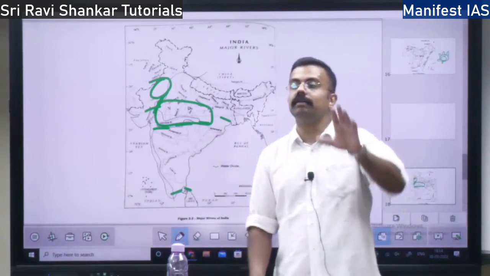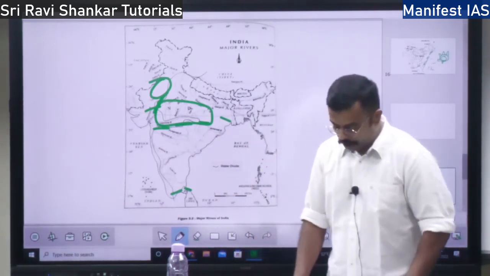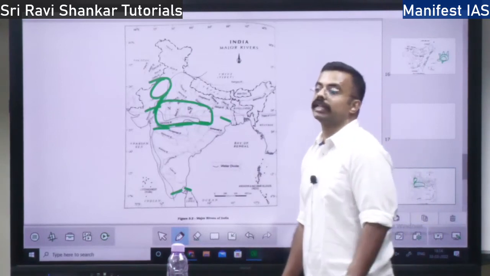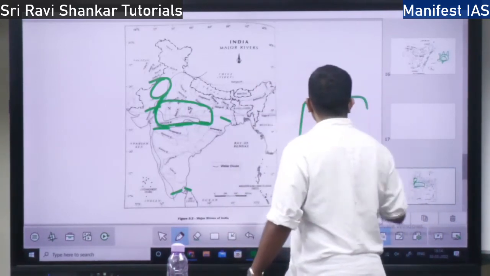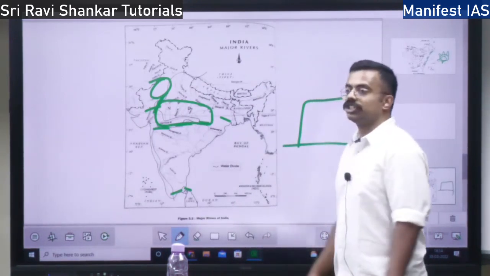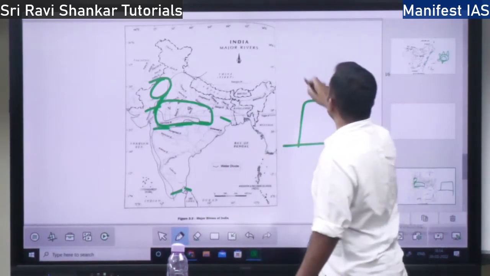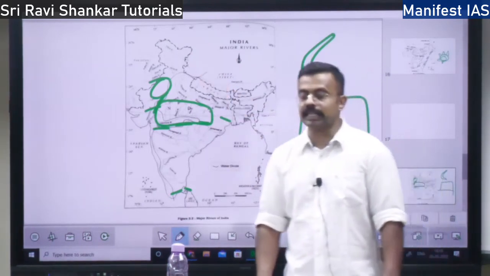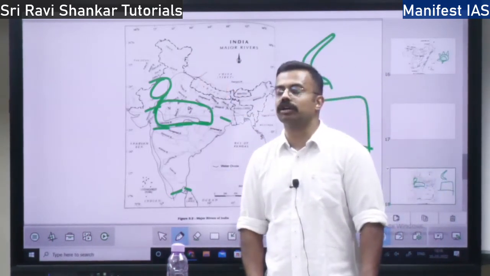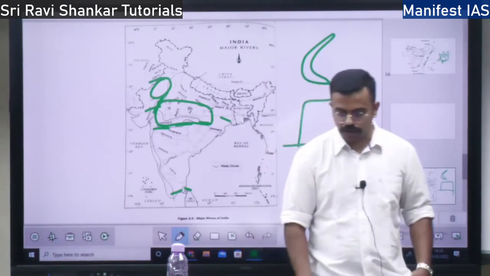So, in the Jaisalmer region, what will you find? Sand ridges and crescent shaped dunes. Sand ridges, as I have told, are when the sand has been deposited in the form of a ridge. Sand ridges and crescent shaped dunes are found in the Jaisalmer region. These crescent shaped dunes are called Barchans. I have discussed them in the world physical geography.